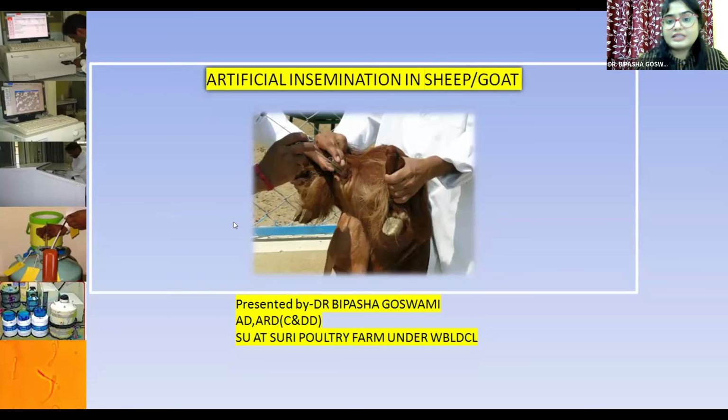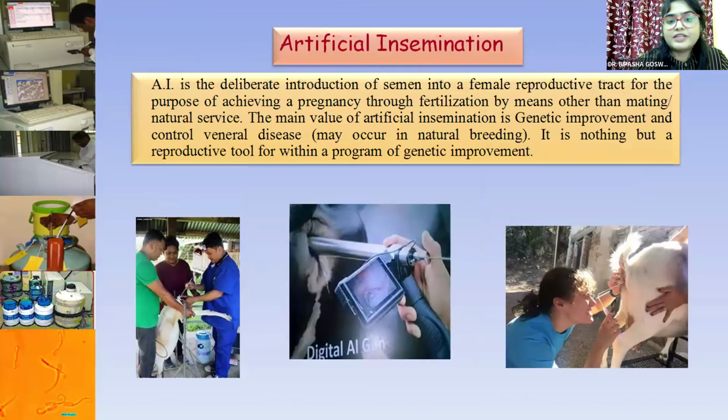The topic is artificial insemination in sheep and goat. Artificial insemination is the deliberate introduction of semen into a female reproductive tract for the purpose of achieving a pregnancy through fertilization by means other than mating or natural service. Actually, artificial insemination is just a reproductive tool within a program of genetic improvement.